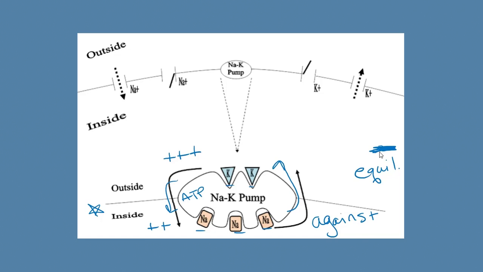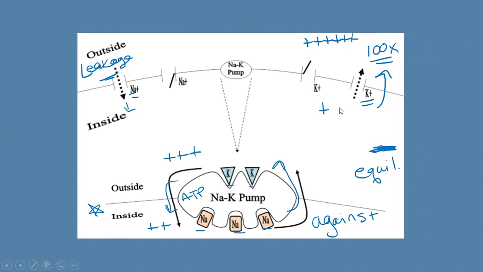Now, we also have ungated leakage channels. Leakage is the term that you're going to see most often. So you have leakage channels for both sodium and potassium in the membrane of the neuron. And what we see is the potassium diffusing out of the cell about 100 times faster than the sodium is entering the cell. So again, we have more positive on the outside than we do on the inside. So that is what gives us this net negative charge on the inside of about negative 70 millivolts or so.